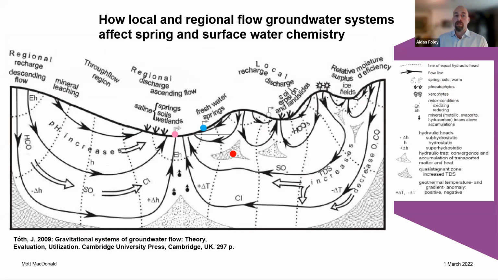And here's a summary diagram from Toth 2009, and he brings in various processes which culminate. We have short flow paths here, culminating in freshwater springs, and we have longer flow paths here with changes in the dominant anions, changes in the total dissolved solids as more and more rock is dissolved, changes in temperature, and how these can lead to changes in the vegetation and changes in water chemistry at the surface.